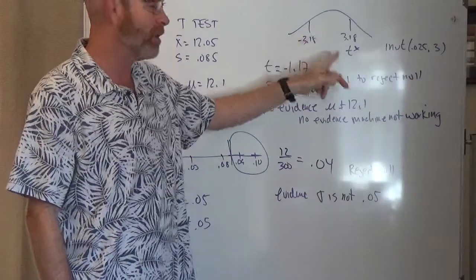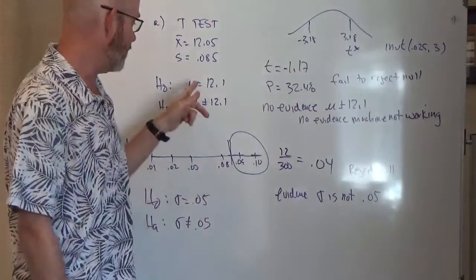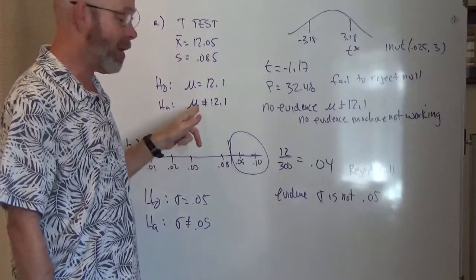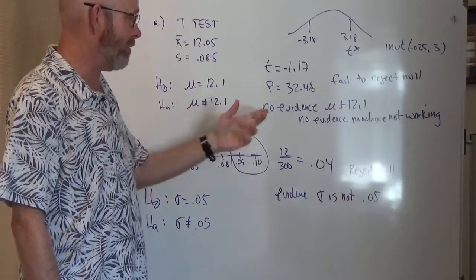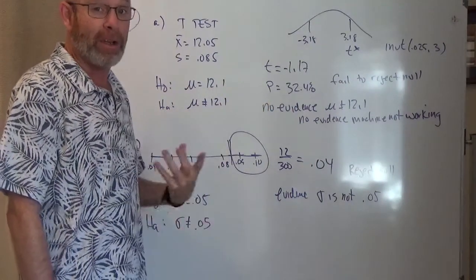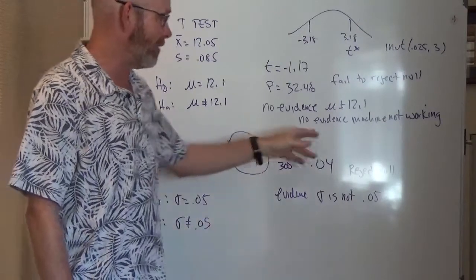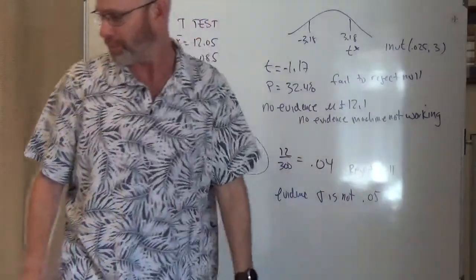It's not in the rejection region. I failed to reject the null hypothesis. So I say there's no evidence of this, right? So there is no evidence that the mean is not 12.1, or in the context of the problem, there's no evidence that the machine is not working.